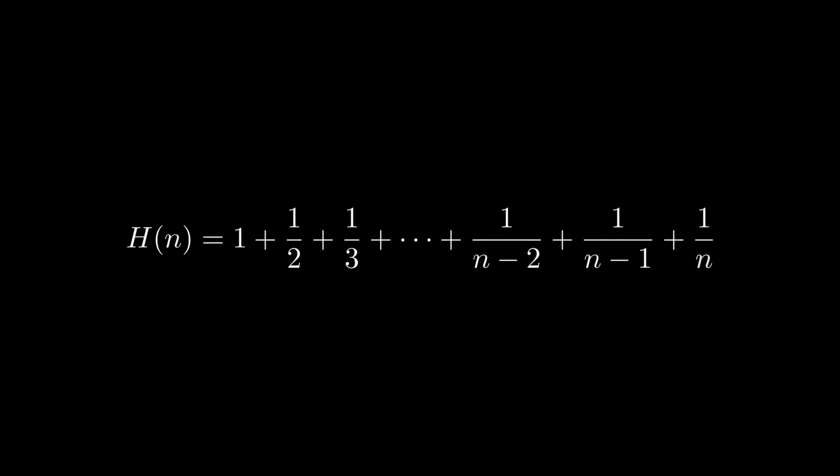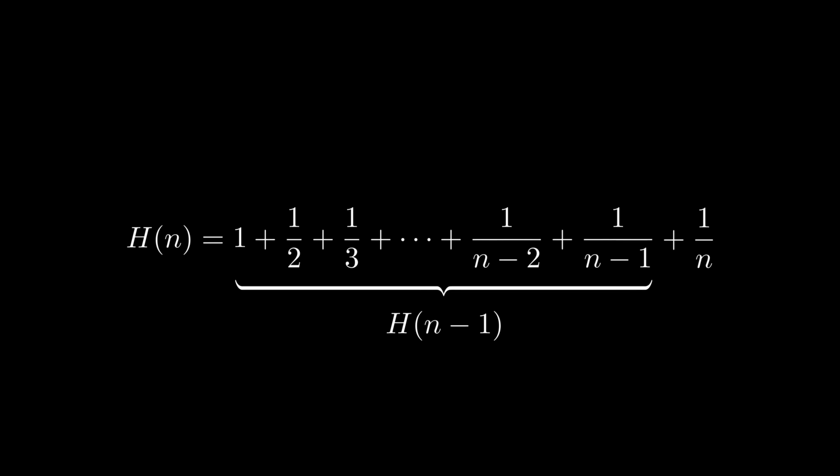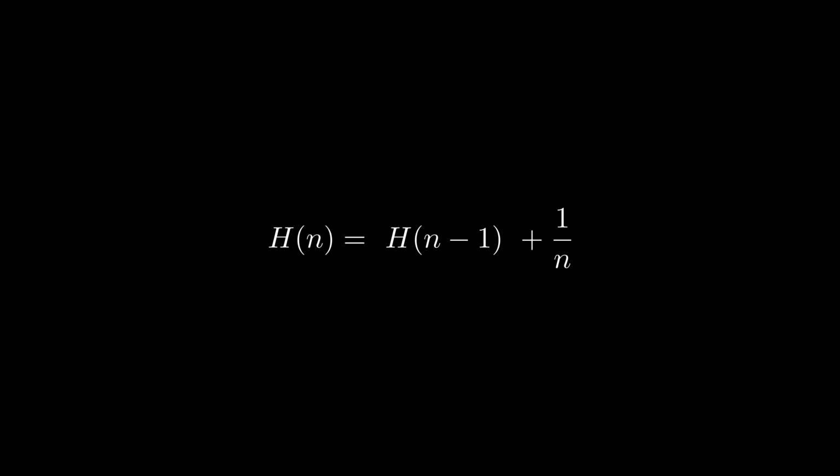When we write H of n as 1 plus a half plus a third all the way up to 1 over n, we can take all the terms except for the last. And those are just the sum of the first n minus 1 terms, which is the definition of H of n minus 1. So we can just substitute H of n minus 1 in, and now we've got a new formula. This is a recursive formula, meaning it tells us a value based on the previous value.